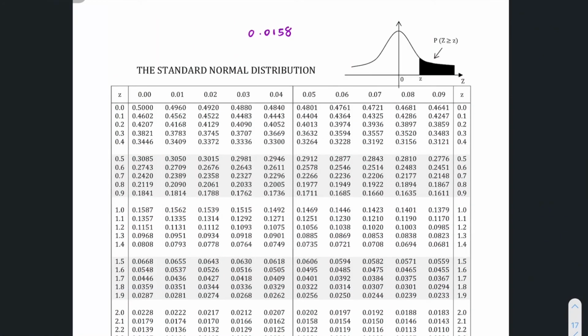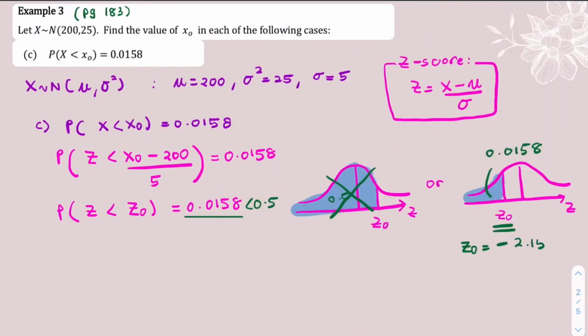To find the Z value, find the probability that is equivalent to or closest to what's given, which is 0.0158. So from the table, you can find that it is actually here. Alright, so you have it at 0.0158 with a Z value of 2.15. So you know that your Z value will be 2.15. Now write down your answer. Your answer of Z will be negative 2.15.